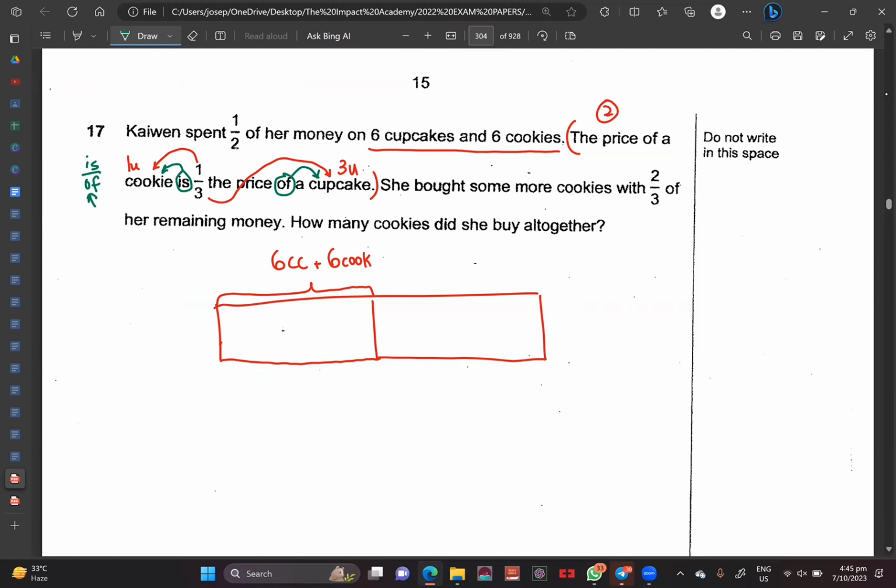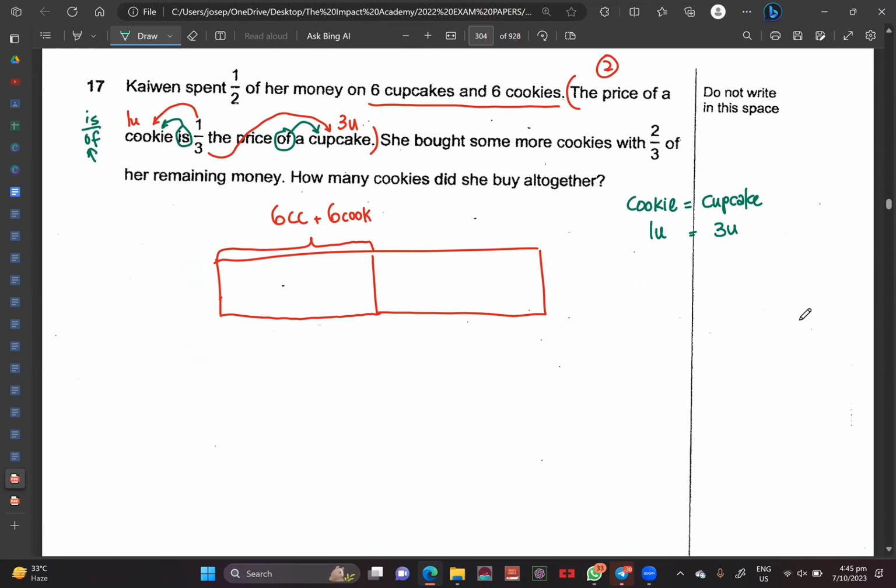So we are going to write this down, okay? The price of a cookie is 1 unit. That means to say the cookie is 1 unit. The cupcake is 3 units. Am I making sense here? So if cookie is 1 unit, right? So 6 cookies will be how many units? 6 units. You understand so far? So then 6 cupcakes will be how many units? 18 units. Why 18? Because 6 times 3. Am I making sense here? Isn't this 24 units? Yeah, does that make sense to you?